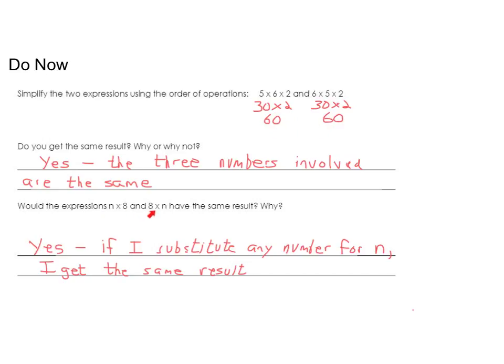Same thing when we have variables. If I put any value in for n, I'm going to get the same results. If I put 2 in, I get 2 times 8, and I get 8 times 2. So these are equivalent as well, and we can look at examples by putting any number in for n. This is just to get you thinking about what equivalent expressions might look like.